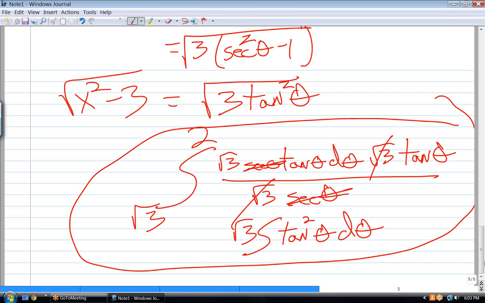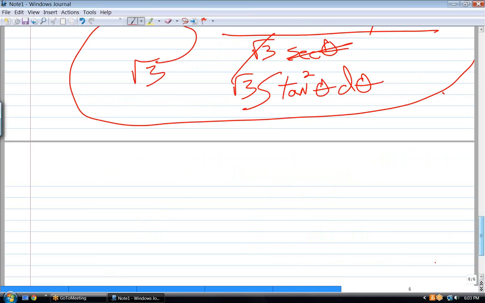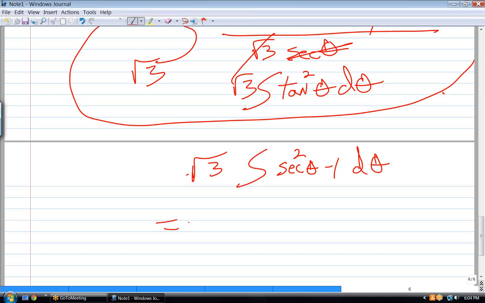Well, that's not a particularly easy one to do. We have to use the trig substitution, turn that into square root of 3 integral of secant squared theta minus 1 instead of tan squared theta, d theta. And this equals, well, the integral of secant squared is tan theta. The derivative of tan theta is secant squared theta, minus theta.